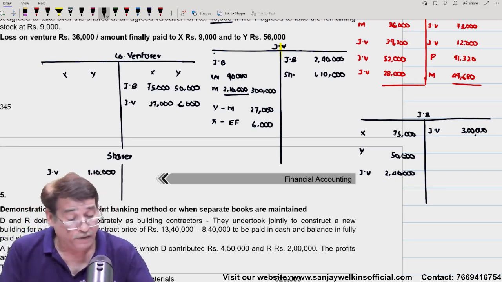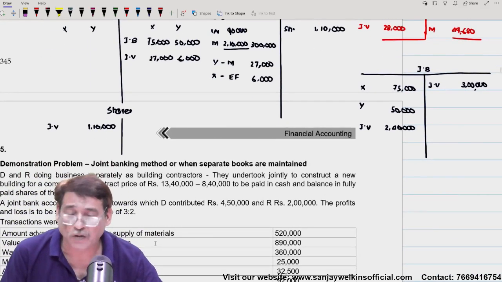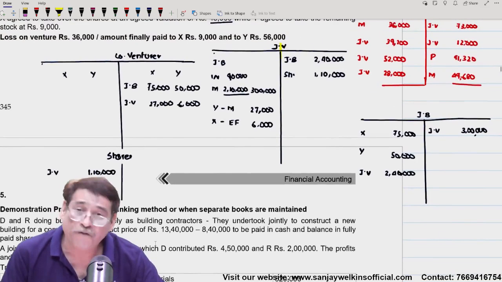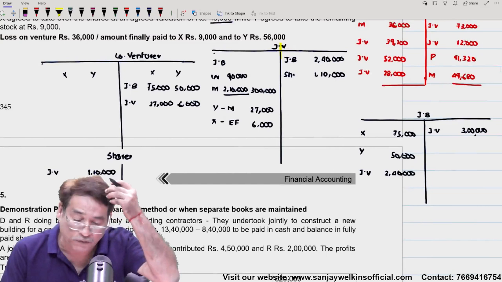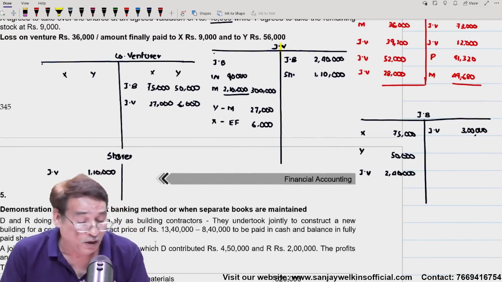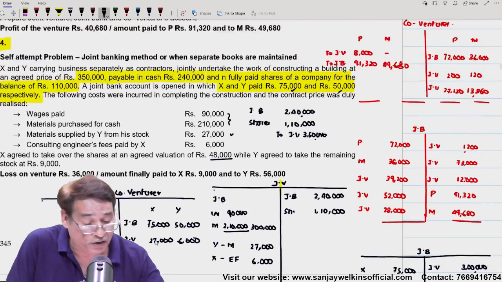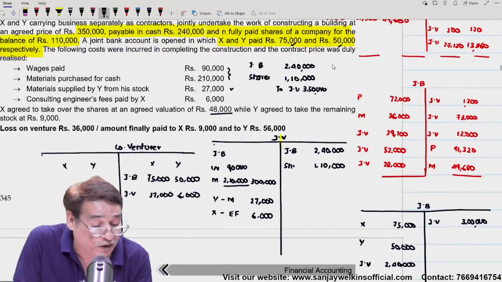1,10,000, correct? This is how we are going to do this particular question. Now, after this, what you are supposed to do? It is written now that X agreed to take over the shares. Because X is taking over the shares, you are going to debit X.